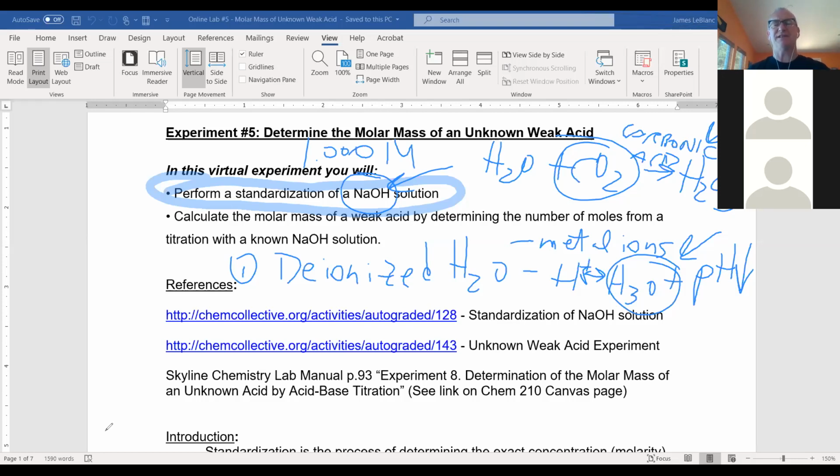If you have a little more acid in your water than you expect, and then you mix sodium hydroxide in it, is it going to increase your concentration of sodium hydroxide in solution? Is it going to decrease the concentration of hydroxide ions in solution? What do you think?